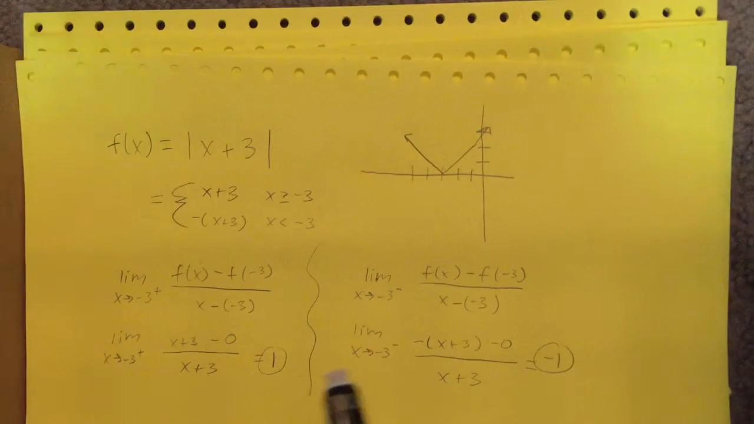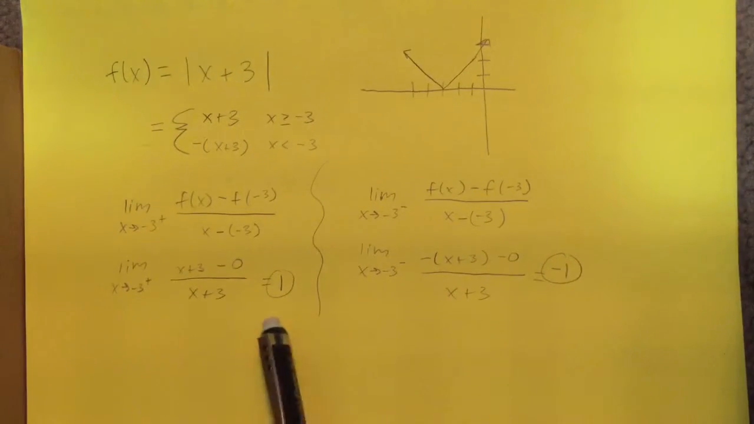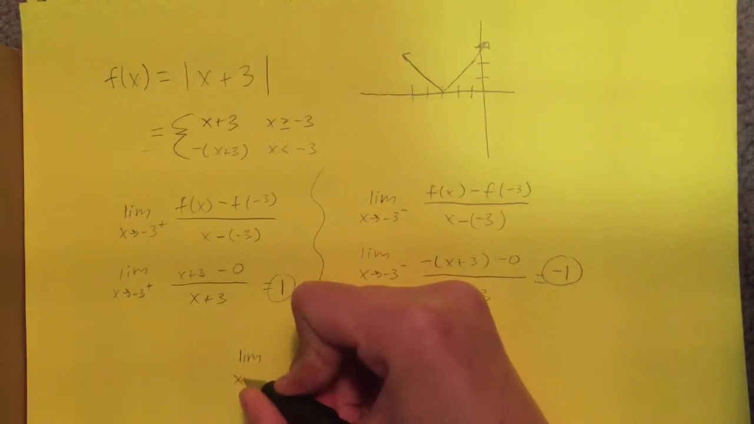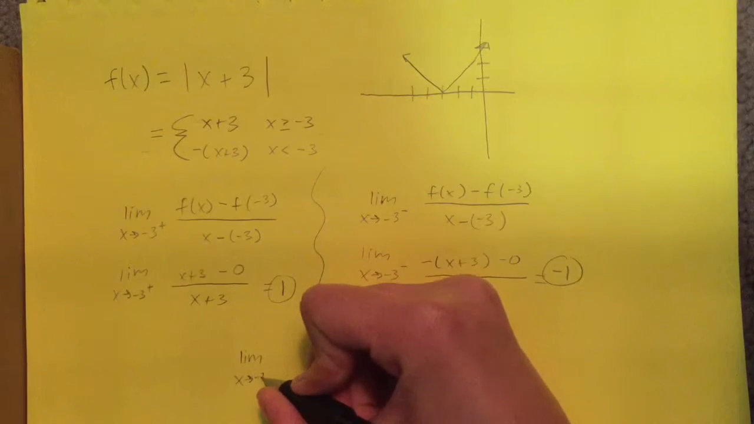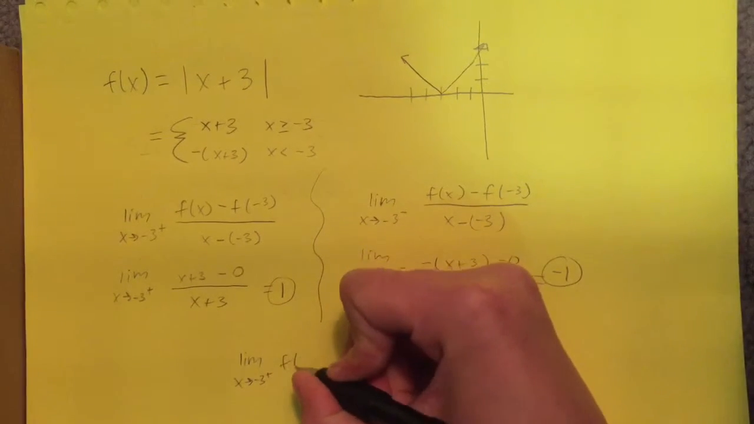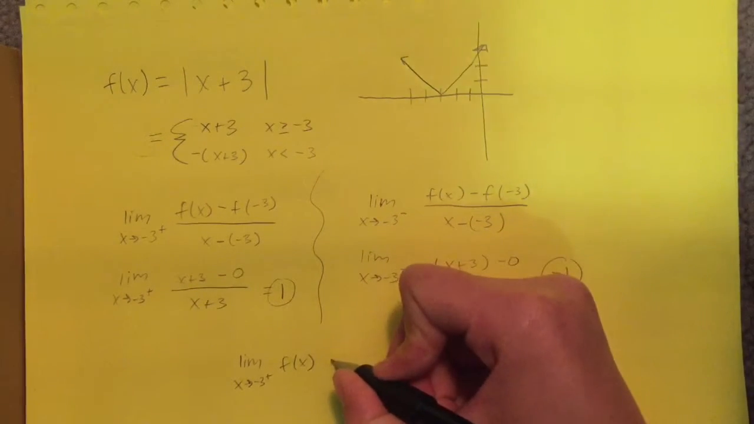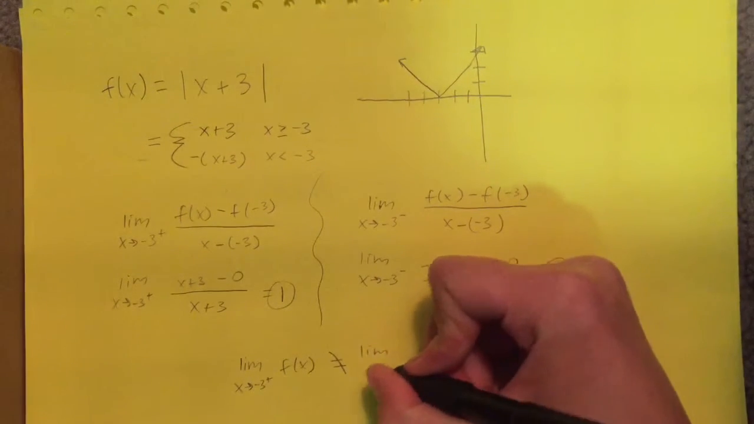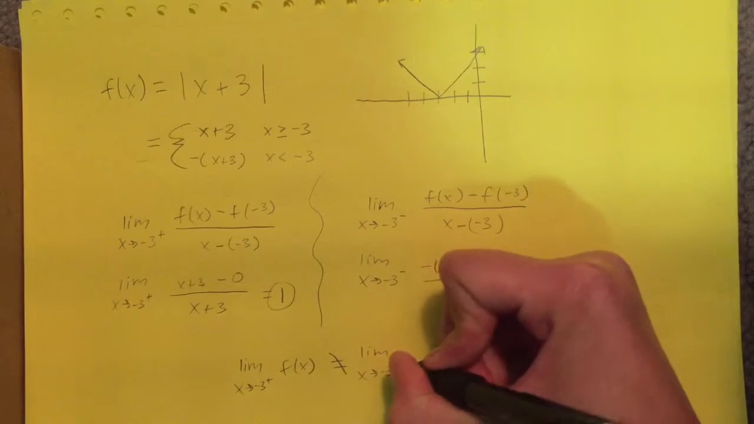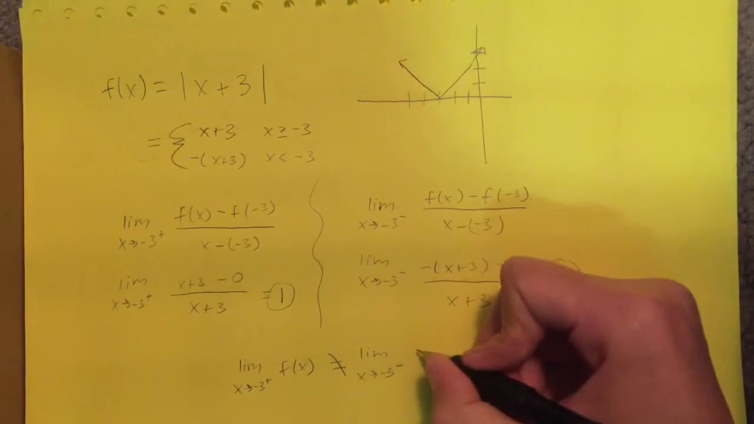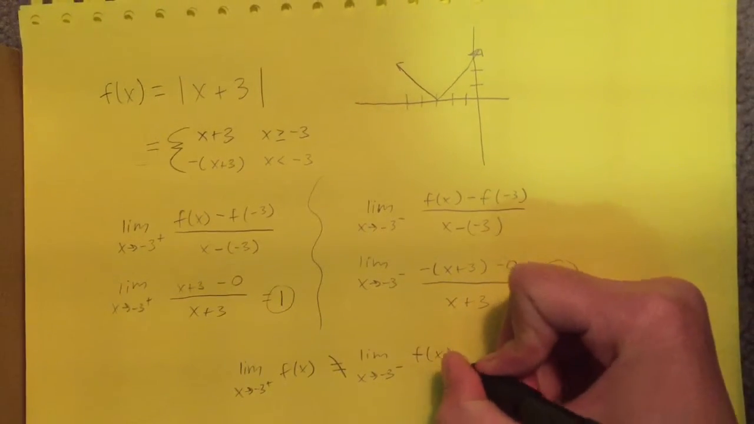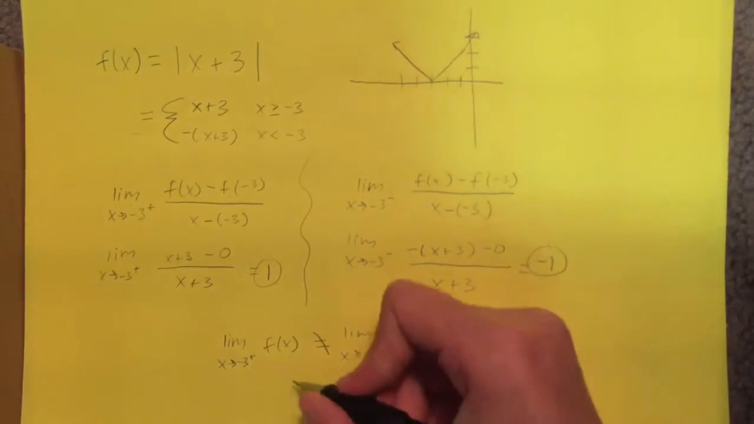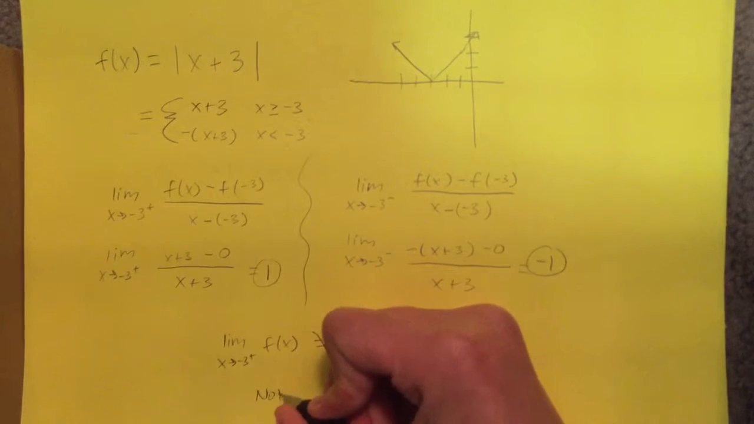So obviously 1 does not equal negative 1. So the limit as x approaches negative 3 from the right of f of x does not equal the limit as x approaches negative 3 from the left of f of x. Therefore, it's not differentiable.